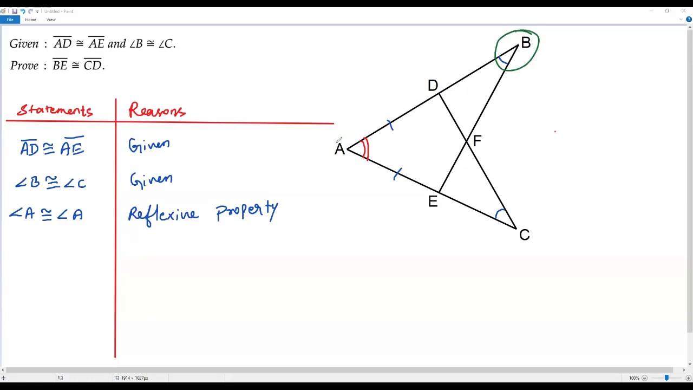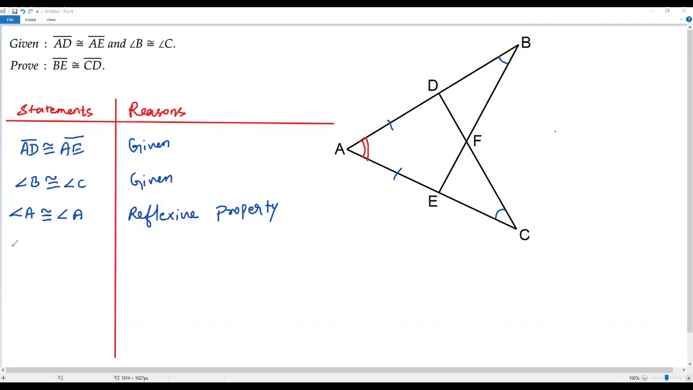Clearly, the two angles and a non-included side of the first triangle BAE are congruent to the two angles and a non-included side of the second triangle CAD. Whenever two angles and a non-included side of one triangle are congruent to two angles and a non-included side of another triangle, then the two triangles are said to be congruent. So here by the angle-angle-side congruence postulate, the triangle BAE and the triangle CAD are congruent.